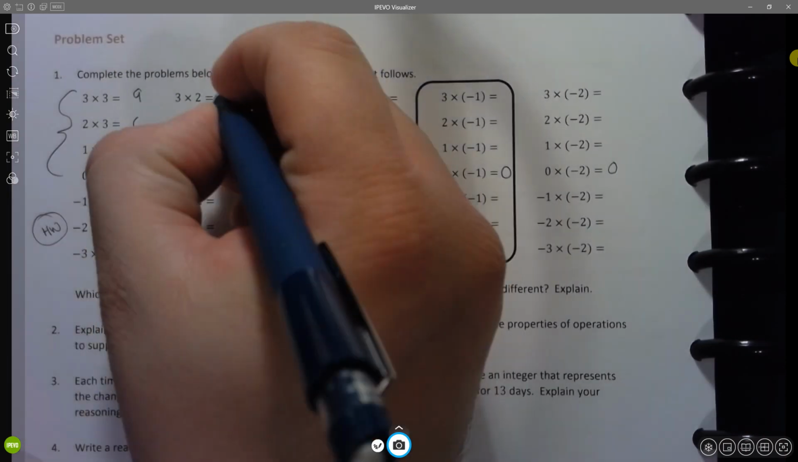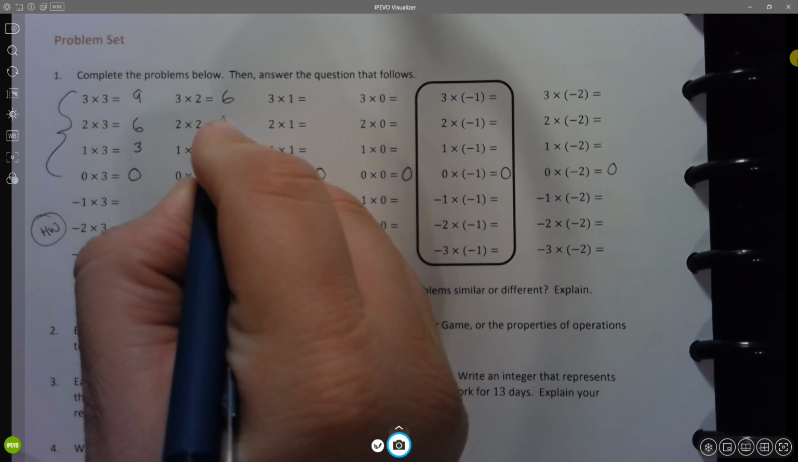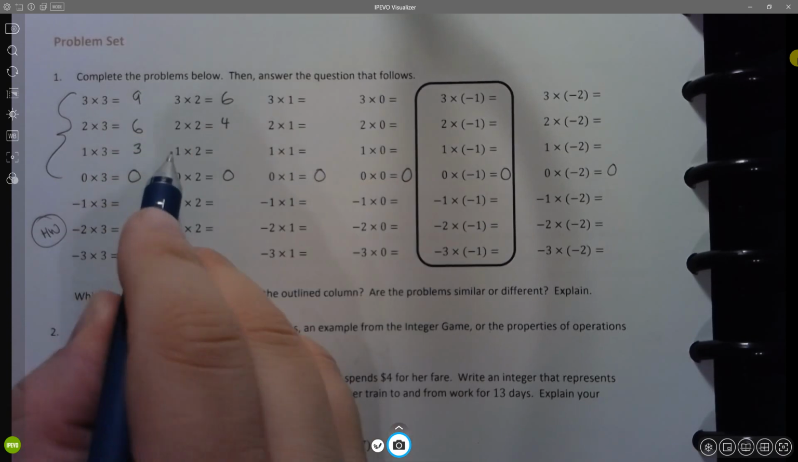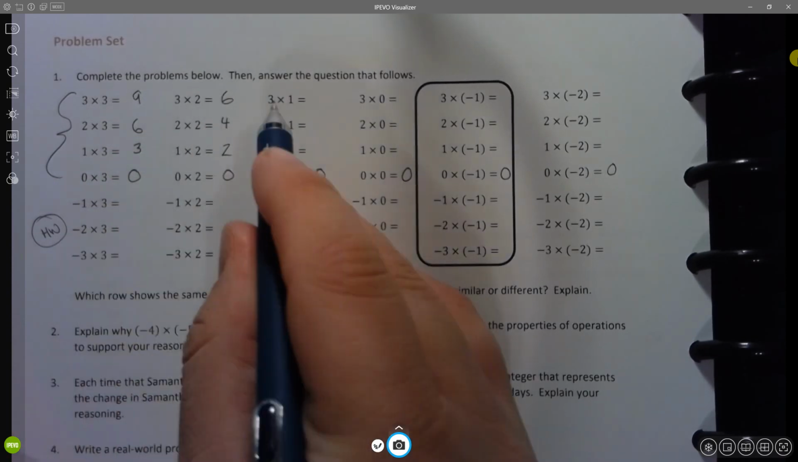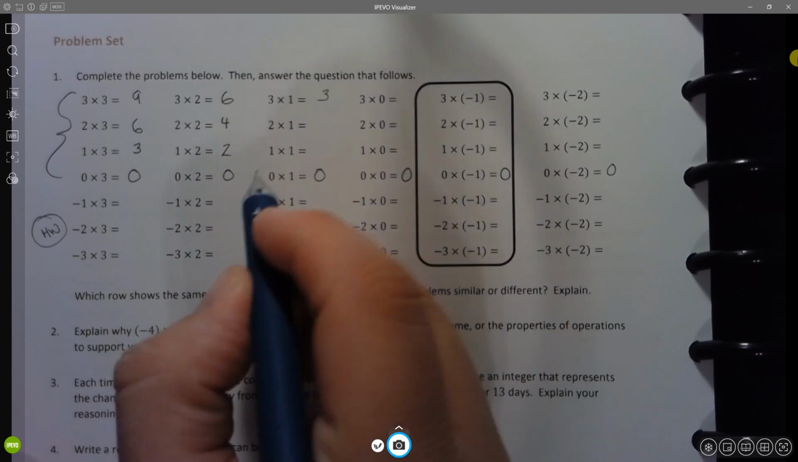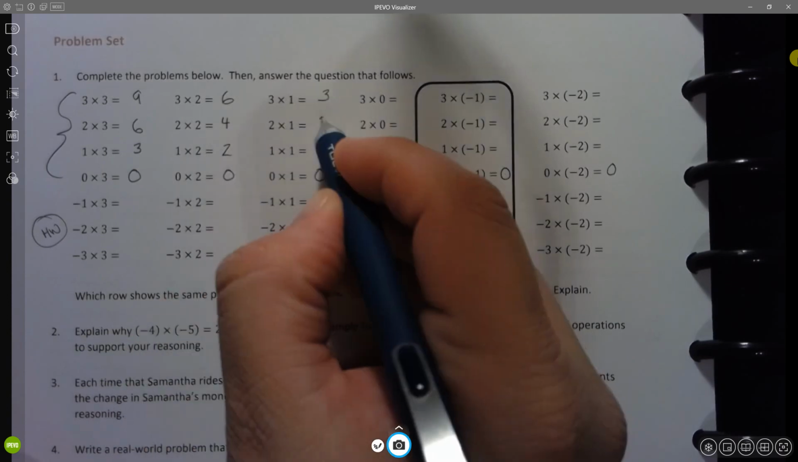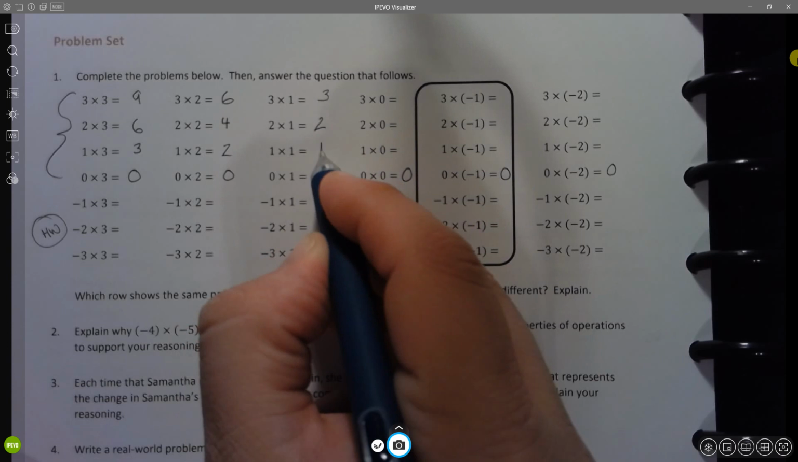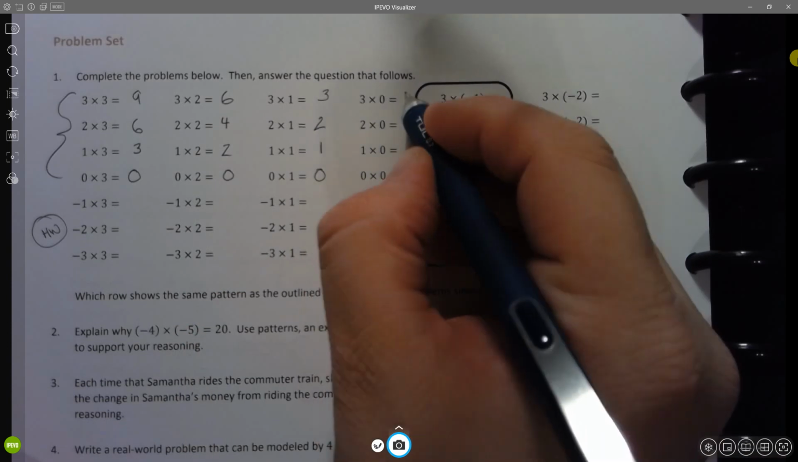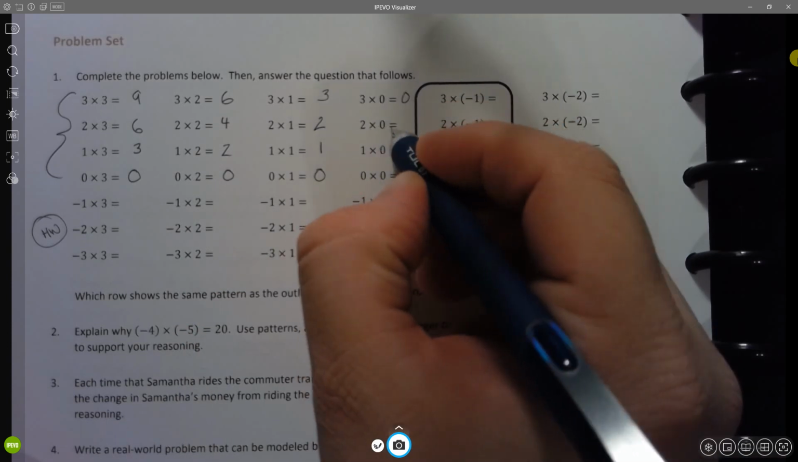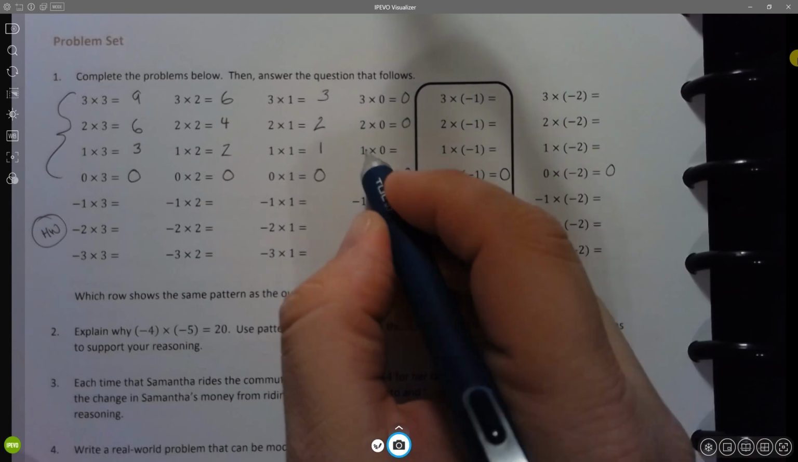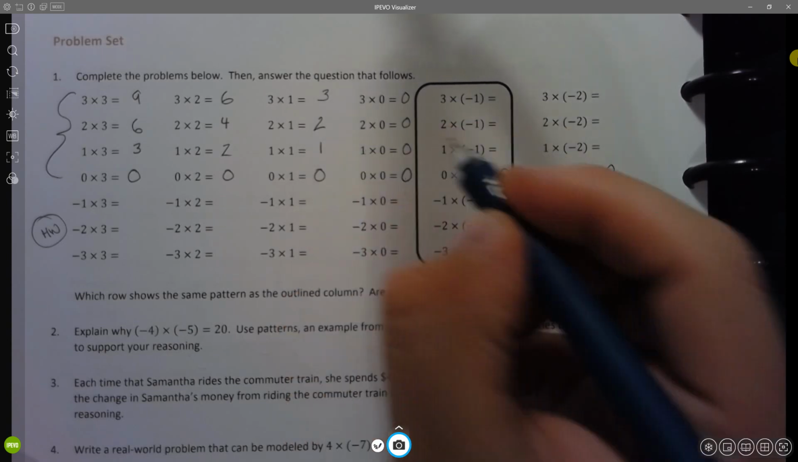3 times 2 is 6. 2 times 2 is 4. 1 times 2 is 2. 3 times 1 is 3. 2 times 1 is 2. 1 times 1 is 1. 3 times 0 is 0. 2 times 0, 0. 1 times 0, 0.